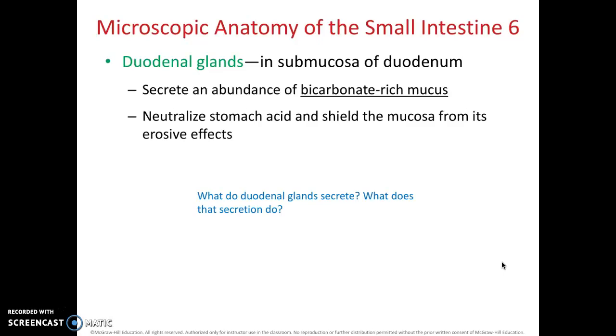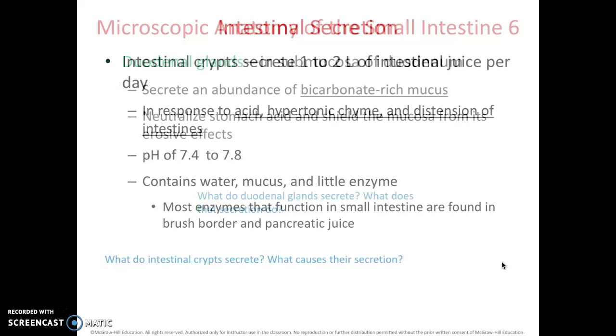So also within the duodenum, there are duodenal glands which secrete bicarbonate-rich mucus. Bicarbonate-rich mucus functions to neutralize the stomach acid and shield the mucosa from the stomach acid's erosive effects. So remember, we talked about how important it is that you neutralize the stomach acid so it doesn't erode the duodenum. And this also aids in inactivating pepsin.